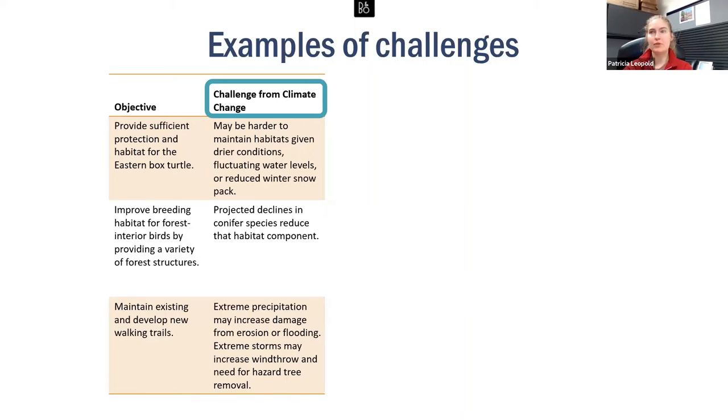Here are just some examples of objectives from past projects along with challenges to those objectives. Note that these challenges are related to climate change impacts and they focus on how the management objective will be affected. One example of an objective would be to provide sufficient habitat and protection for the eastern box turtle. And one climate change challenge for that objective may be that it's becoming more difficult to maintain those habitats due to drier conditions, fluctuating water levels, or reduced winter snowpack.